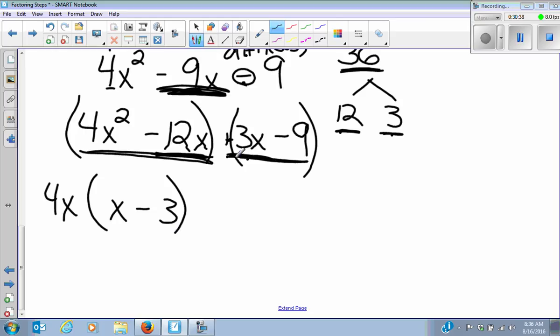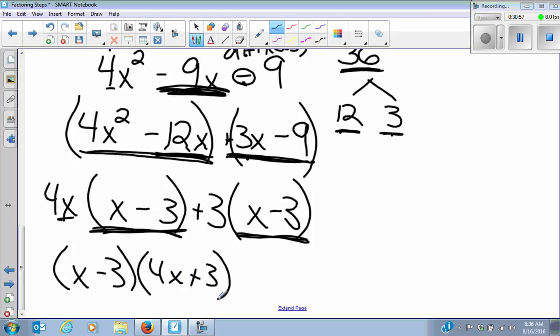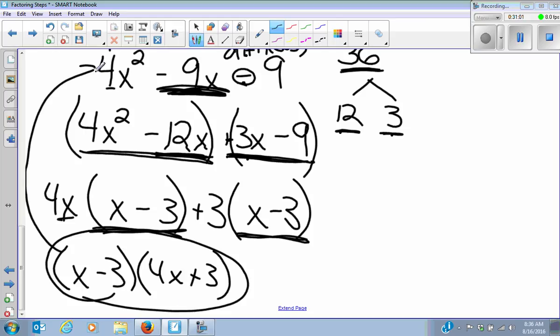What do these guys have in common? Plus 3. And what am I left with? And again, that magic happens. X minus 3, the x minus 3. And I pull that out, x minus 3. And what am I left over with? A 4x plus 3. And again, if I FOILed it, that would get me to the same thing that this can get me to.